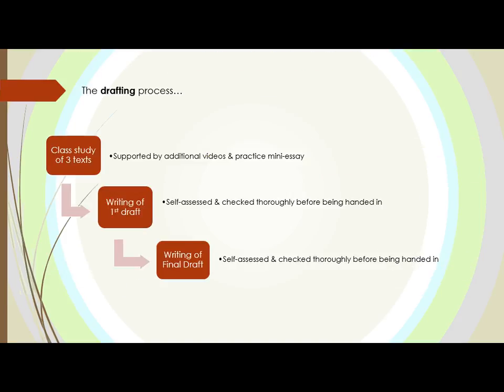For the drafting process that you will be undertaking, we'll be studying three of these texts in class, and there are additional videos that you can find on YouTube to read and watch to get some more ideas, and you'll do a practice mini essay on Out, Out. Then there'll be the writing of the first draft, and you will self-assess and check this thoroughly before handing it in. I shouldn't be finding your spelling mistakes and punctuation errors or problems with embedding quotations. You should be finding those things. I should be looking for how I can point you in the direction of even more detailed analysis and connections.